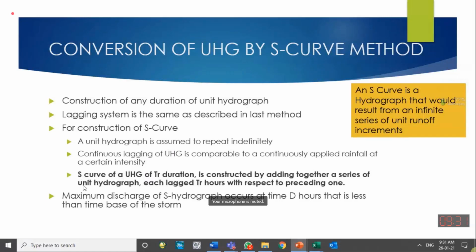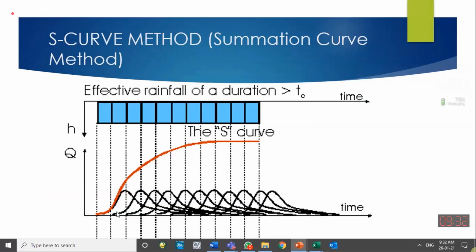So how do we construct the S curve? We add together a series of unit hydrographs. What does it mean? We have a unit hydrograph of TR duration, this one, and TR duration is, let us say, this one. These two lines represent TR. Got it? So we have a series of such unit hydrographs, our direct runoff hydrograph. We lag them from each other by TR duration, and we add their ordinates and we get the curve we call the S curve.